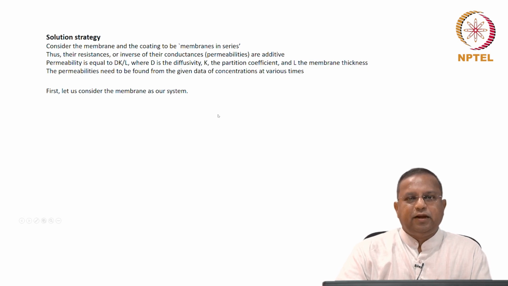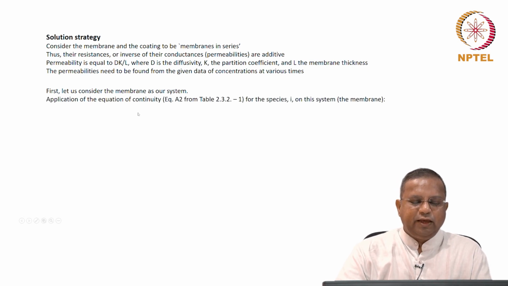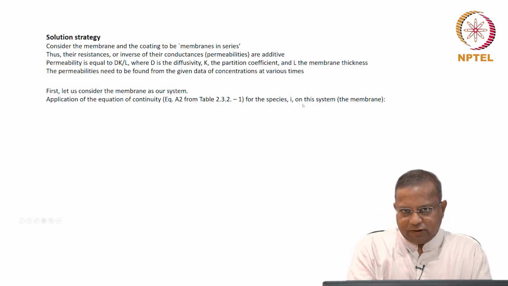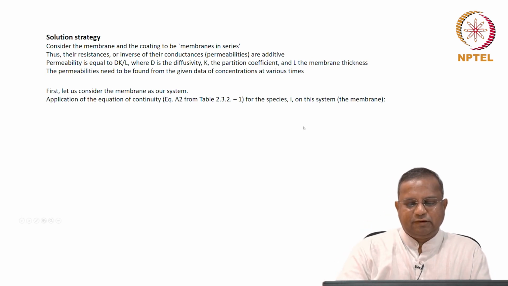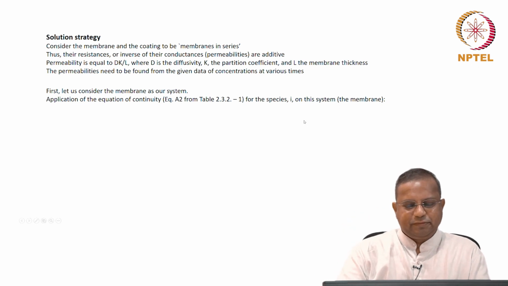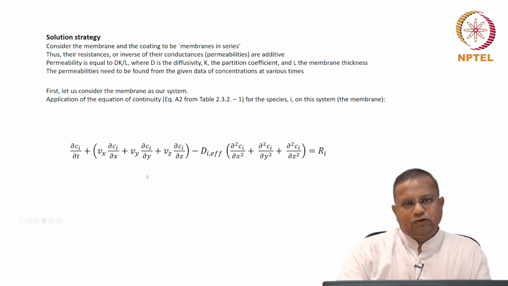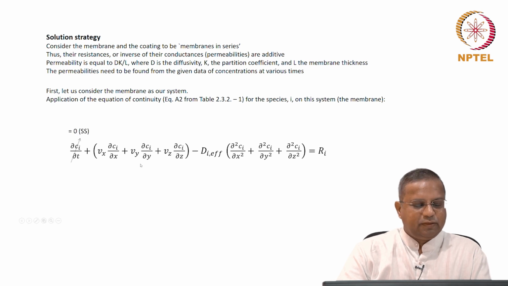Let us consider the membrane as a system. If we apply the equation of continuity, A2, C, D, A, B are constants, from table 2.3.2-1, I hope you have it handy, please take it and see what it is. We are going to apply this on the membrane. We have chosen the membrane, or the separator, as a system. So, this is the equation A2 from table 2.3.2-1. And as usual, we are going to see which of the terms remain.